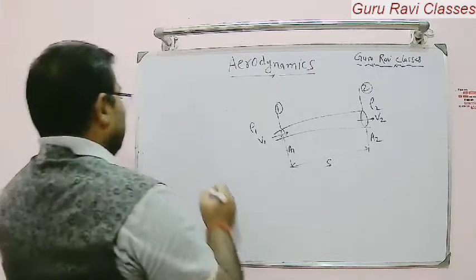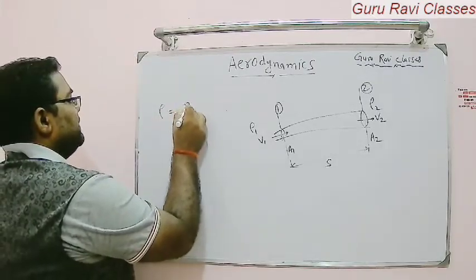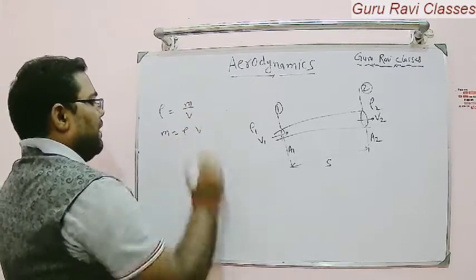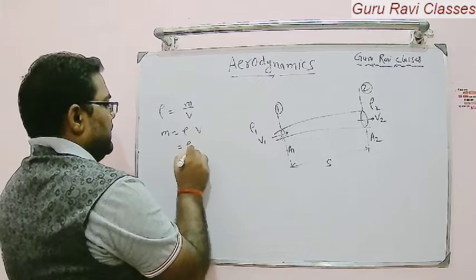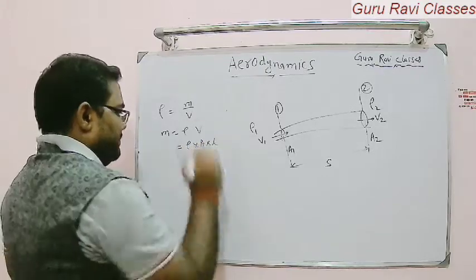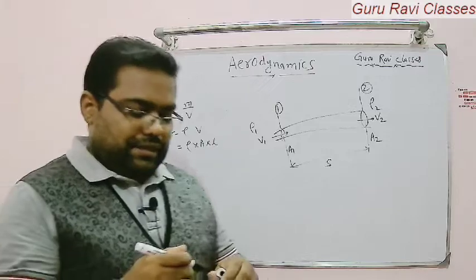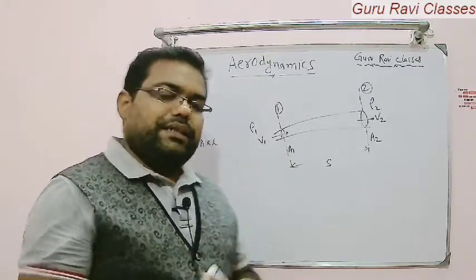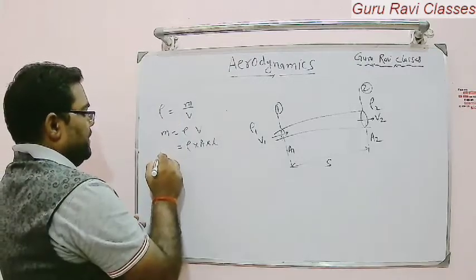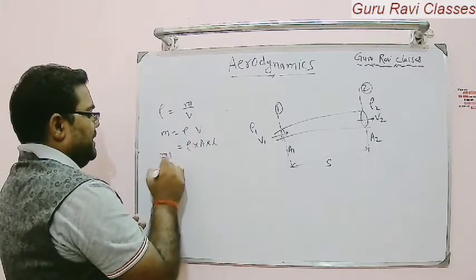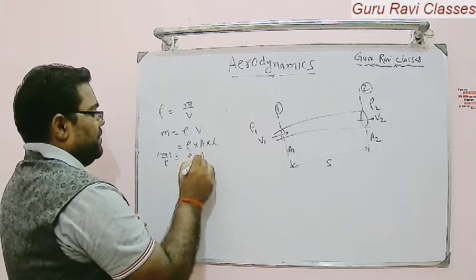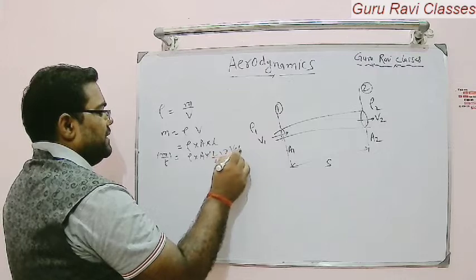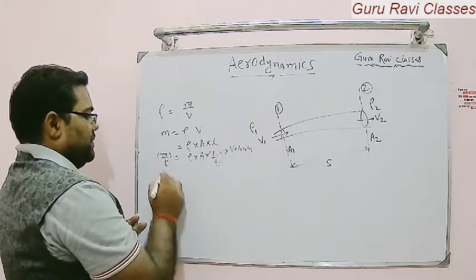So as we know, density is defined as mass divided by volume, right? So mass is density into volume, and volume is nothing but area into length. Particularly for this cross-sectional area, we can say area into length. So if I say mass flow rate, that is m dot, that is m divided by t, per unit time. This is rho into A into L by t. So length by time is nothing but velocity, right?